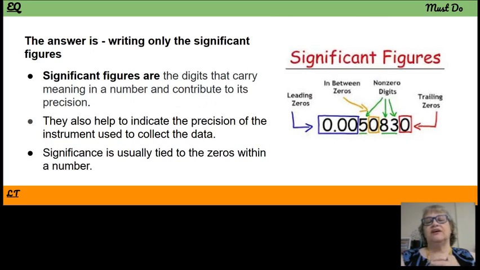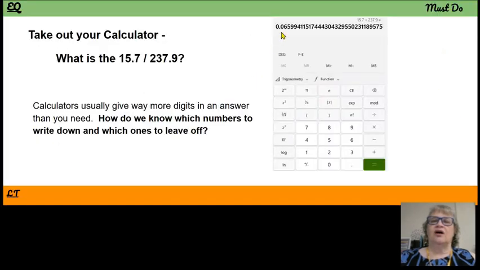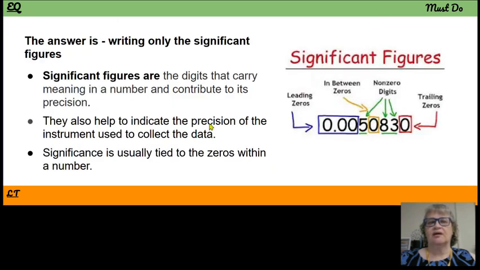Significant figures are the digits that carry meaning in a number and contribute to its precision. If we go back and look at that number again, we don't even have measuring equipment that would be able to measure to that point. We could maybe measure out to where the 0.06599 is, but I don't think we could go any lower than that, at least not here at Cooper.